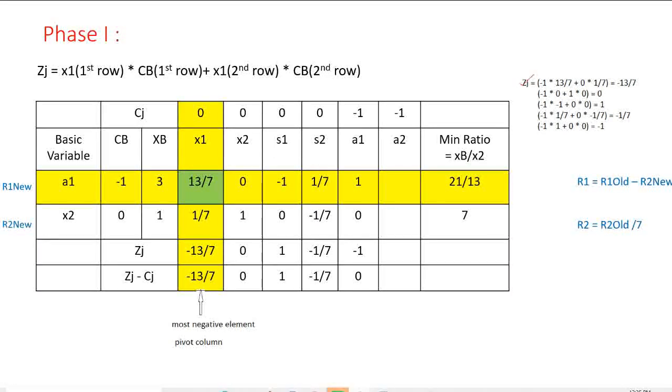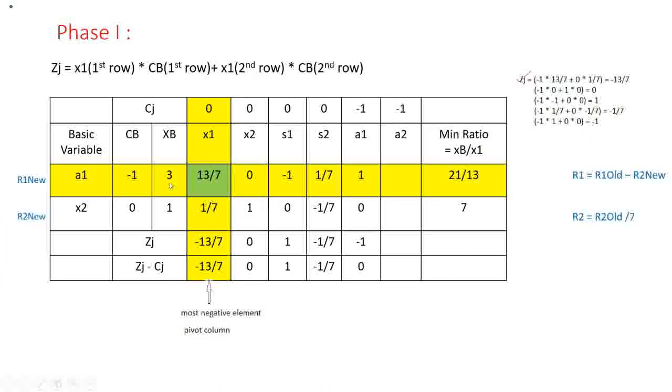And again find out the pivot row. How to find out the pivot row? By using the minimum ratio. Here the ratio is xb divided by the pivot column, that is x1. So xb is 3, divided by 13 by 7. So here we get the ratio 21 by 13.